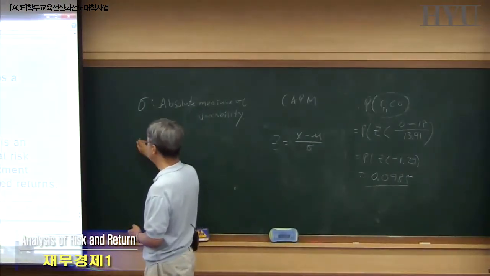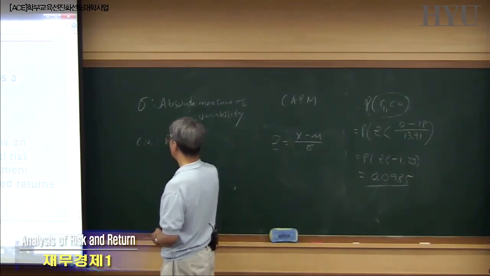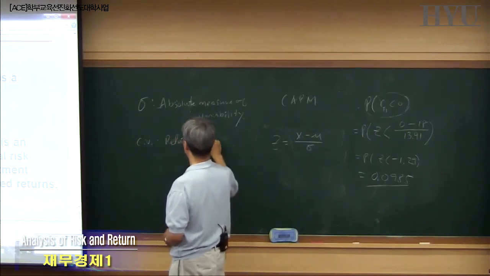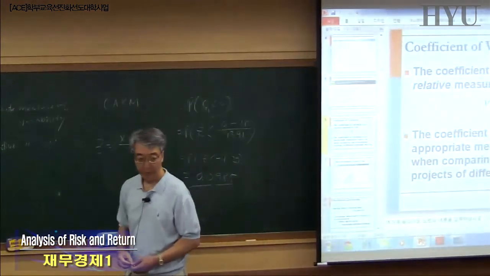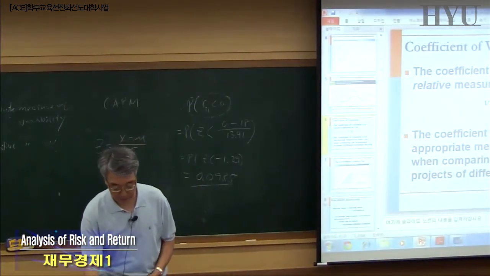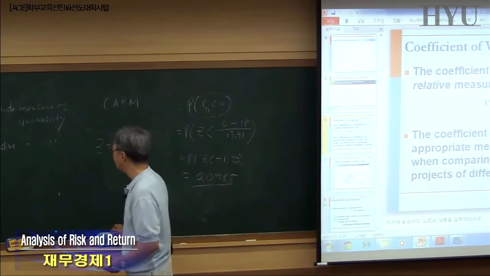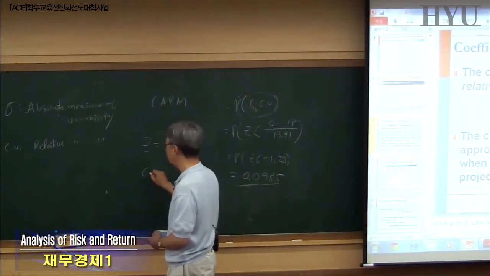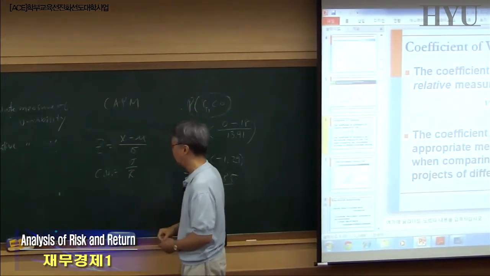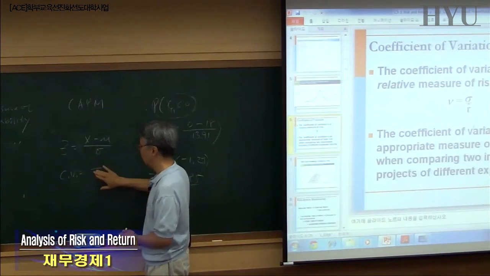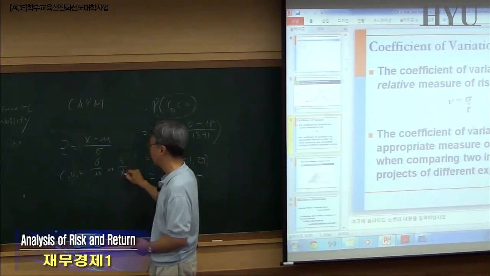Coefficient of variation, CV, is a relative measure of variability. Coefficient of variation is simply standard deviation divided by expected return, right? In statistics, CV is sigma divided by x bar, or either sigma divided by mu or S over x bar.